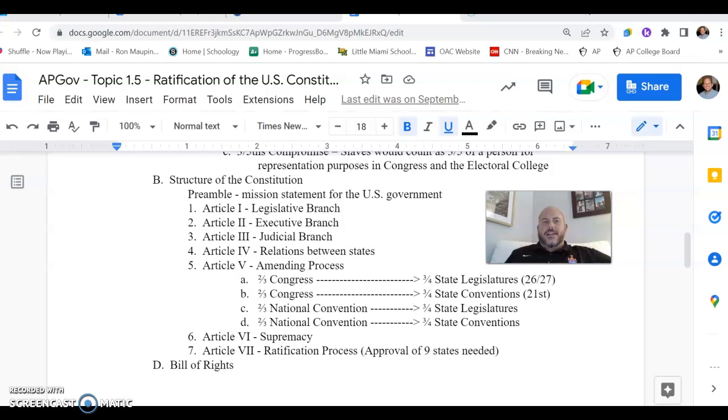We are continuing to take a look at topic 1.5, focusing in on the ratification of the U.S. Constitution. Last time we talked about the Constitutional Convention itself and some of the major debates that would define that very historic meeting. What we're going to do in this video is just a once-over on what the actual structure is of the Constitution from start to finish, at least in its original form. So let's go ahead and take a look here.